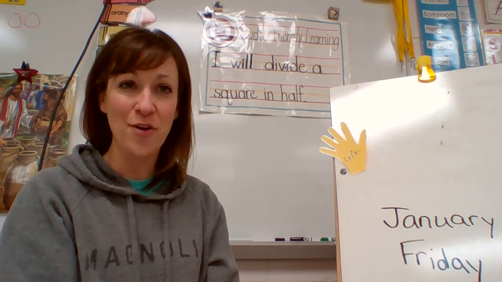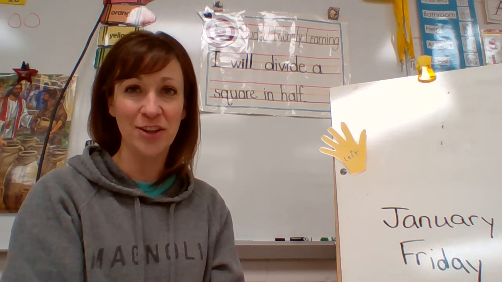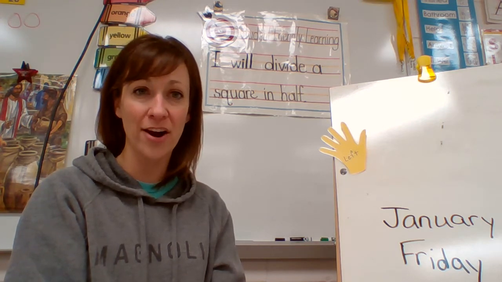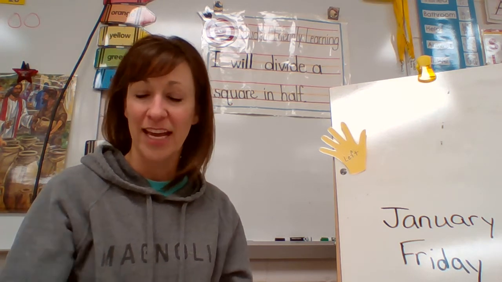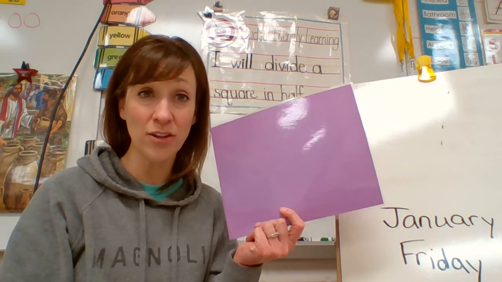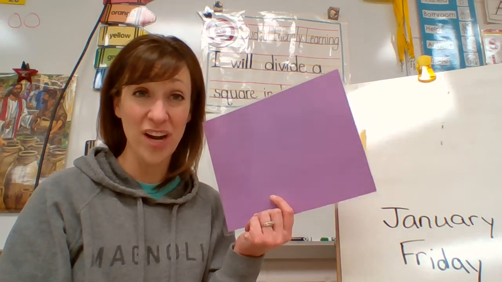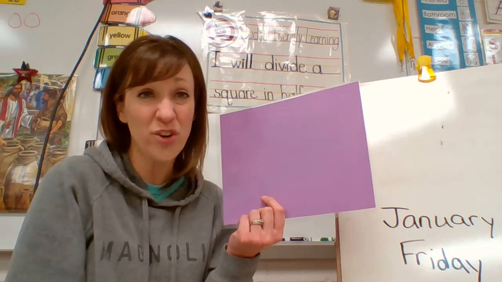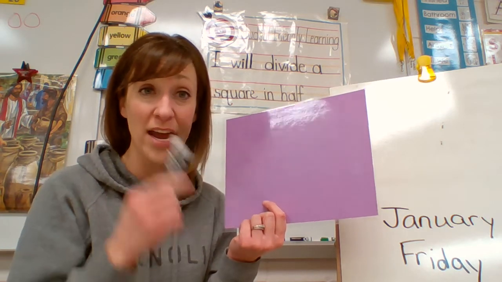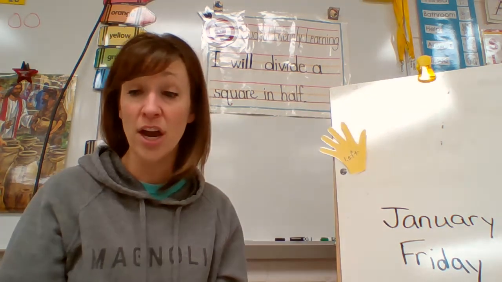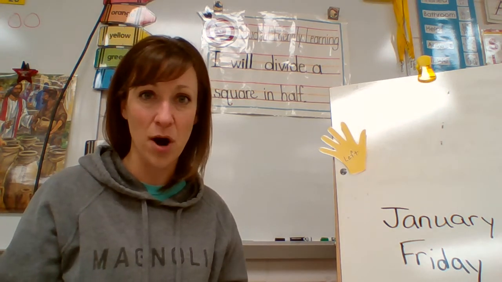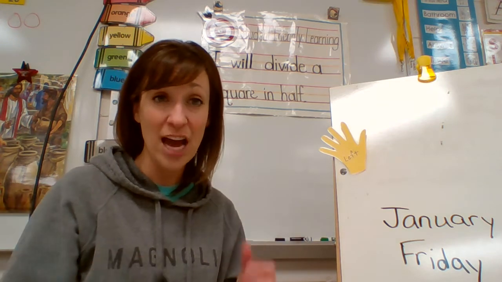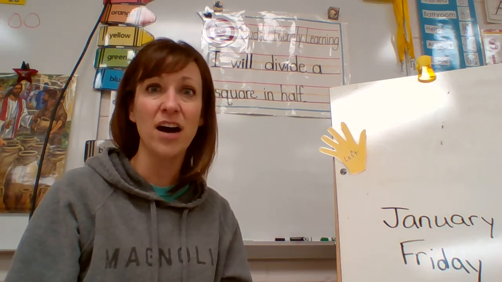All right, kindergarten, I want you to take a look at our student-friendly learning target. It says, I will divide a square in half. So if you have your colored cardstock whiteboard that I gave you in your folder way back in August, you can use that, or you can just use a regular piece of paper. And if you have your dry erase marker, you will be set for this next part. We are going to start by targeting and breaking down our student-friendly learning target by drawing a square.